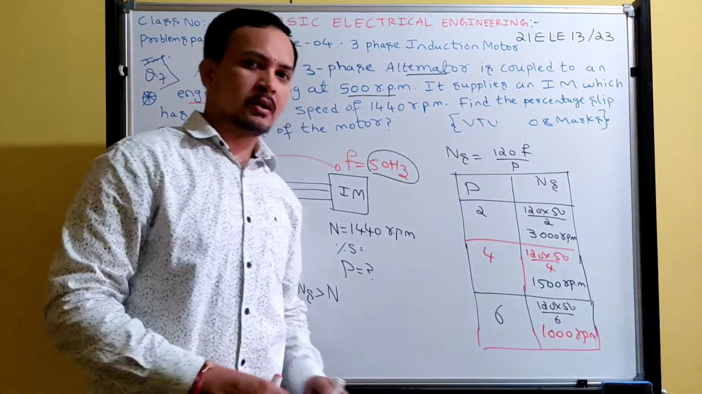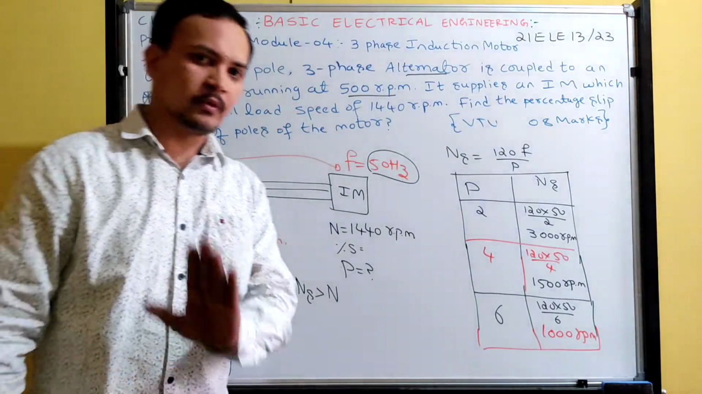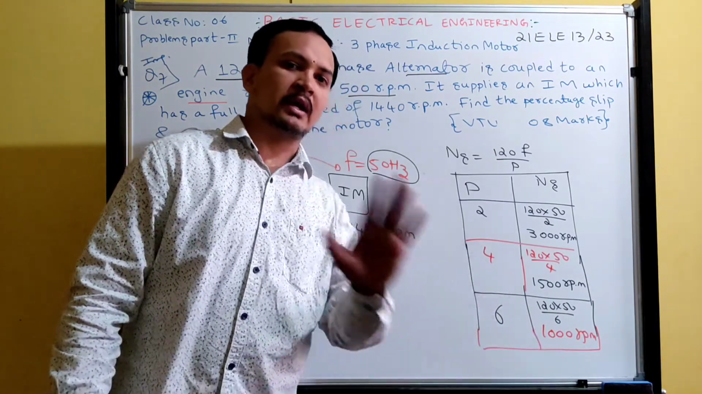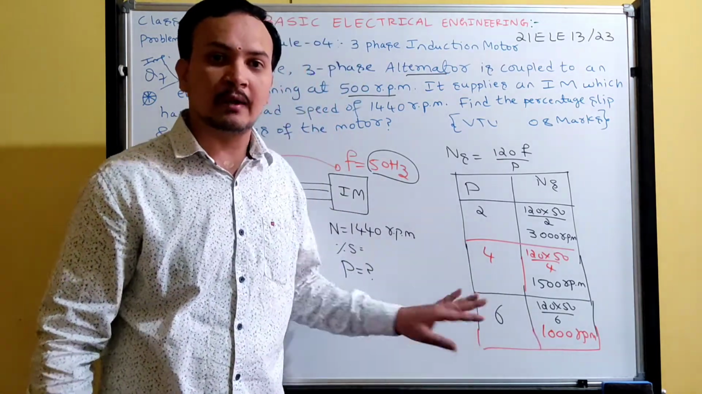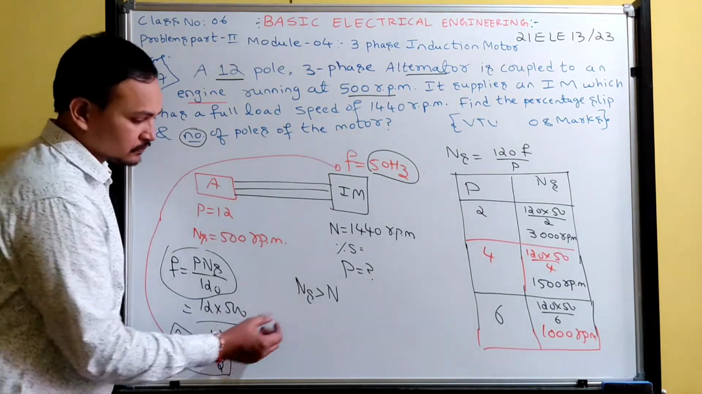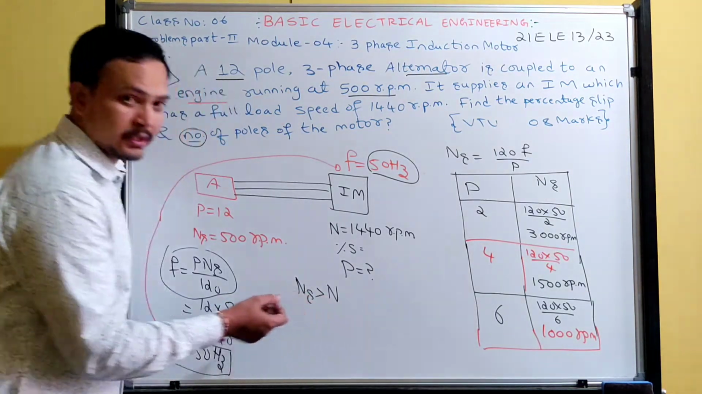So can we stop here or can we go further? Yes, if you need, you can go further. You take 8 poles, calculate NS. But I recommend you to stop here only, because we need to check this condition first. See, NS value should be more than N.